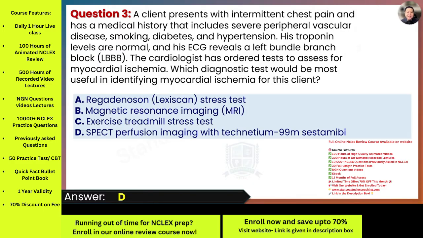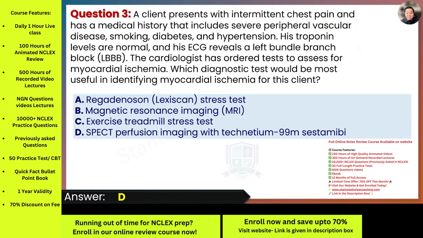And this can lead to false positive or inconclusive results, so it will make it less reliable unless paired with imaging. We know that the regadenoson is sometimes used alongside SPECT, but SPECT alone remains the best choice in this case.